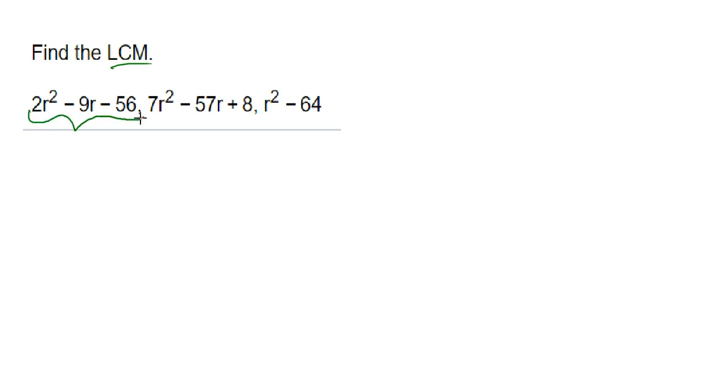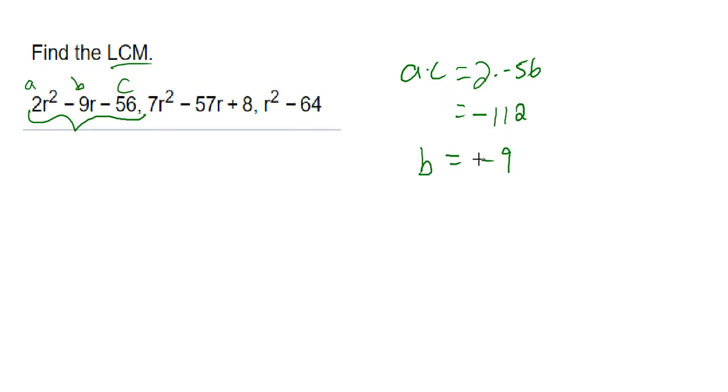So let's go ahead and start with this one. And because a is not equal to 1, we can't use the shortcut. We either have to do trial and error or we have to do the AC method. And we kind of stuck with the AC method through chapter 4, so that's what I'm going to do here. So a times c in this case would be 2 times negative 56, which is going to be negative 116, if I'm not mistaken. No, that's not right. Negative 112. Excuse me. Negative 112. B is negative 9. So we need two numbers that multiply to negative 112 and add to negative 9.